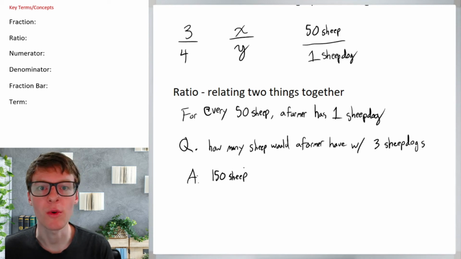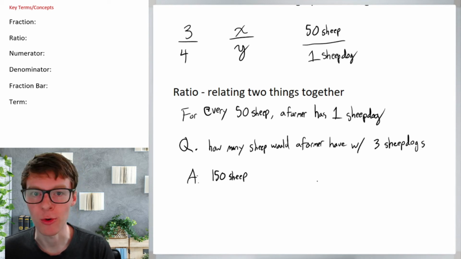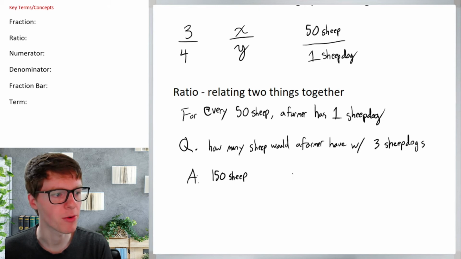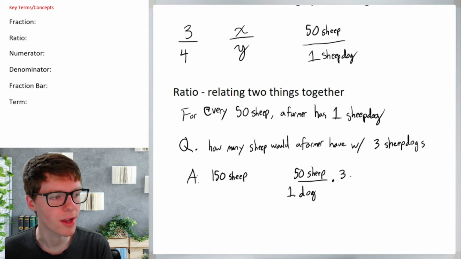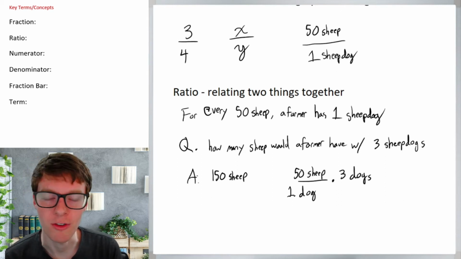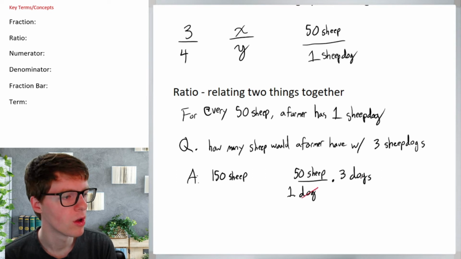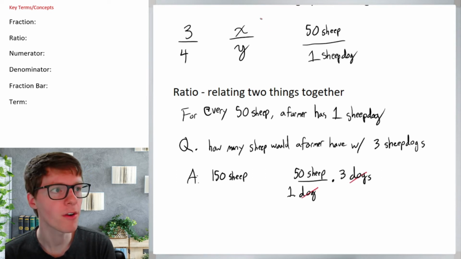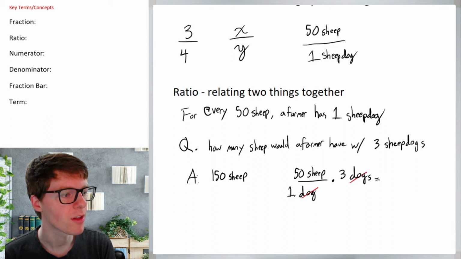So the way we would find it with the math and using our ratio term is we would have 50 sheep per dog, per 1 dog, times 3 dogs. From fraction multiplication rules that we're going to get into in the next episode, the dogs would cancel out and we would be left with 150 sheep.